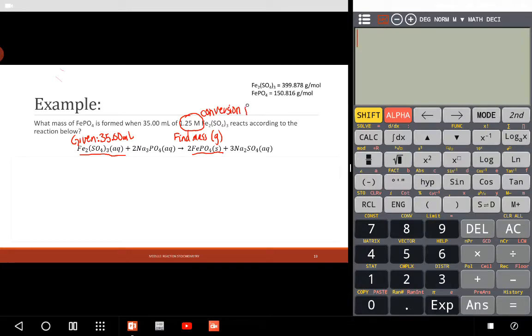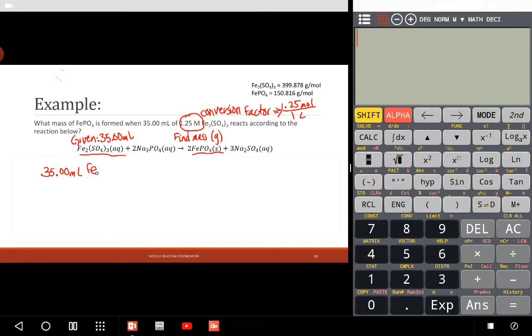Molarities are conversion factors. They're not your starting value. That's because that represents 1.25 moles per 1 liter. So let's see. I'm given milliliters, and I know that this will be 1.25 moles of that substance per liter. So my molarity can help me be a conversion factor to get into moles. So my first thing I'm going to need to do is get into moles, and I'm going to use my molarity to do that. But my starting value is in milliliters.